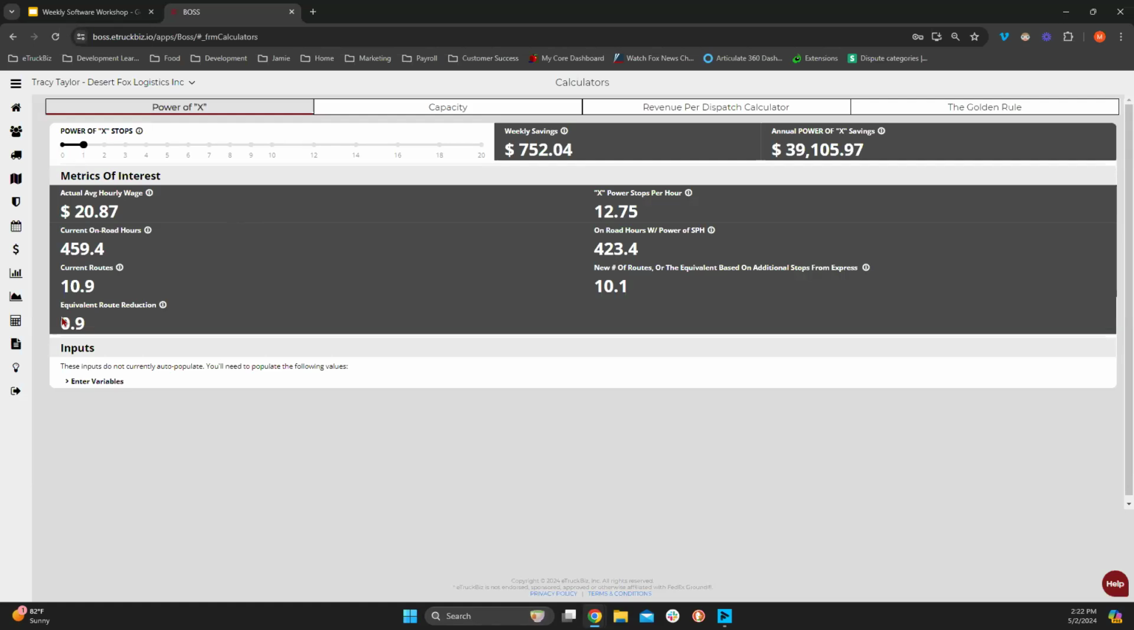Any questions about the power of X stops? Some of the quick math is done for you. You subtract the 423 from 459, that's 36 hours times 20.87, 752.04. So if you're paying hourly, you could save $750 in a week just by increasing this one stop per hour. That's by increasing it and in turn taking one route pretty much off the road. There's that 300-some odd change for not putting that truck and that driver out on the road.